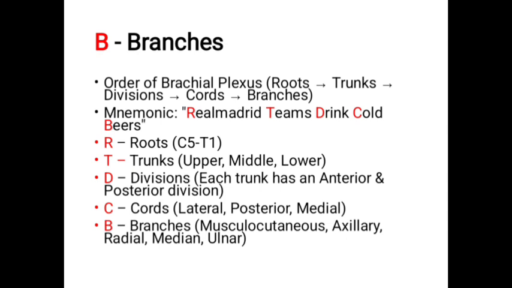Now, R in Real Madrid for roots, T in teams for trunk, D in drink for division, C in cold for cord, B in beer for branches. I want you to know that the cord is divided into a lateral cord, a posterior cord, and the medial cord. And for the division, we also have the anterior division and the posterior division. This will help you understand some concepts as we progress in this video.